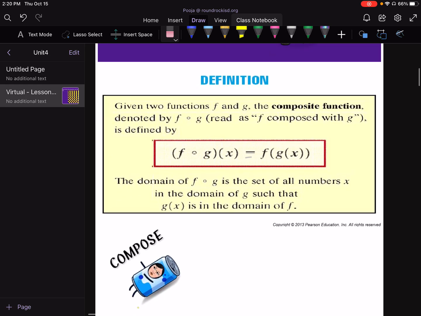Let's look at some examples. Well, before we look at examples, let's see how it's written. This one is read as f composed with g of x, or f of g of x. They both mean the same thing. They both should have the same answers.